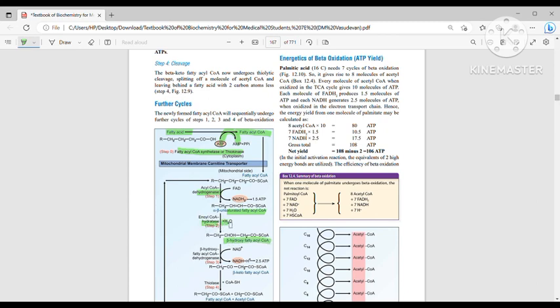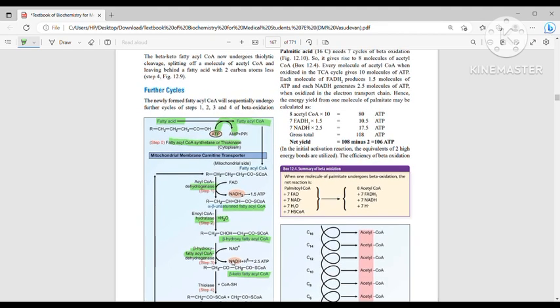Water is added. This beta-hydroxy fatty acyl coenzyme A is now converted to beta-keto fatty acyl coenzyme A, and the enzyme used is beta-hydroxy fatty acyl coenzyme A dehydrogenase. Here NAD plus is used, which is reduced to NADH and H plus, which gives 2.5 ATP through the ETC.